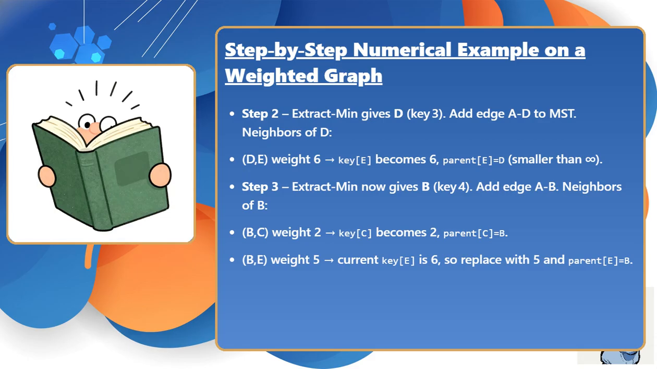Step 3. Extract minimum now gives B with key 4. Add edge A dash B. Examine neighbors of B. Edge BC has weight 2, so key of C becomes 2 and parent of C becomes B. Edge BE has weight 5. The current key of E is 6, so replace it with 5 and set parent of E to B.